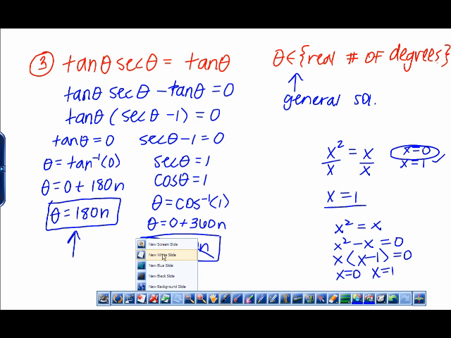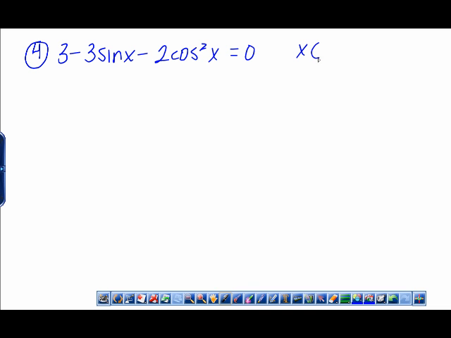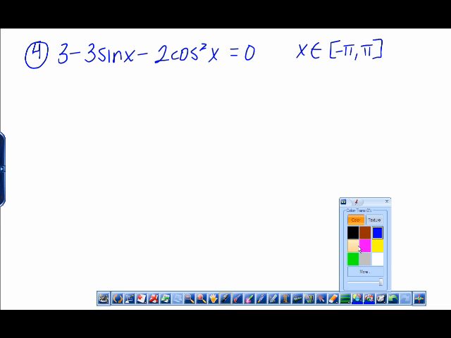Okay, let's try another example. Okay, so let's say we had 3 minus 3 sine x minus 2 cosine squared x is equal to 0. And I see x, that tells me that I'm in radians, and I'm going to go ahead and use negative pi to pi. So in the end, I want all the answers that are between negative pi and pi. Okay, so I noticed a couple things about this problem.